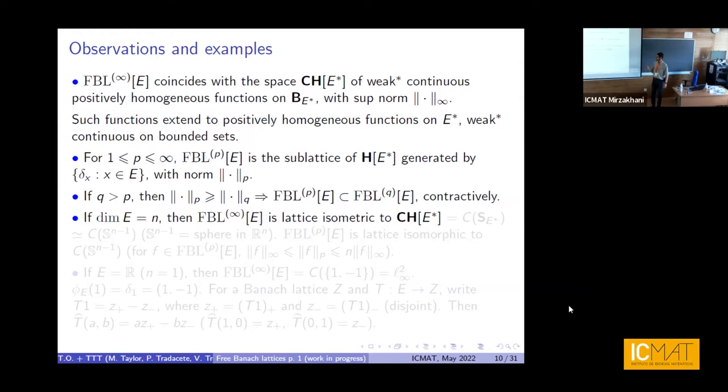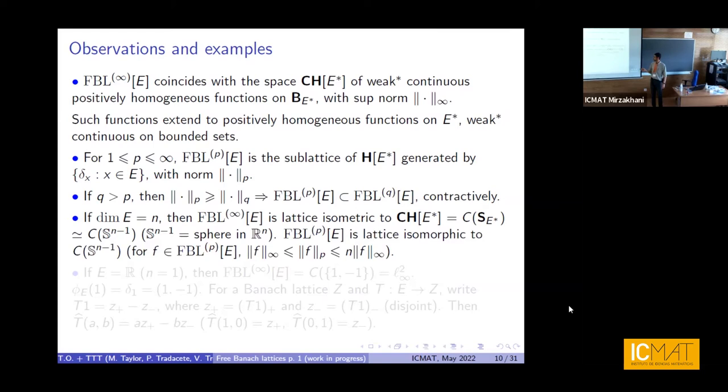It turns out that if E is infinite dimensional, then the free Banach lattice is a complicated object. But if E is finite dimensional, then the free Banach lattice is reasonably easy to describe. For instance, when p is equal to infinity, the free Banach lattice will be lattice isometric to C(B_E star). And this can, of course, be identified with the space of continuous functions on the unit sphere of E star, and in turn with the space of continuous functions on the sphere in R^n.